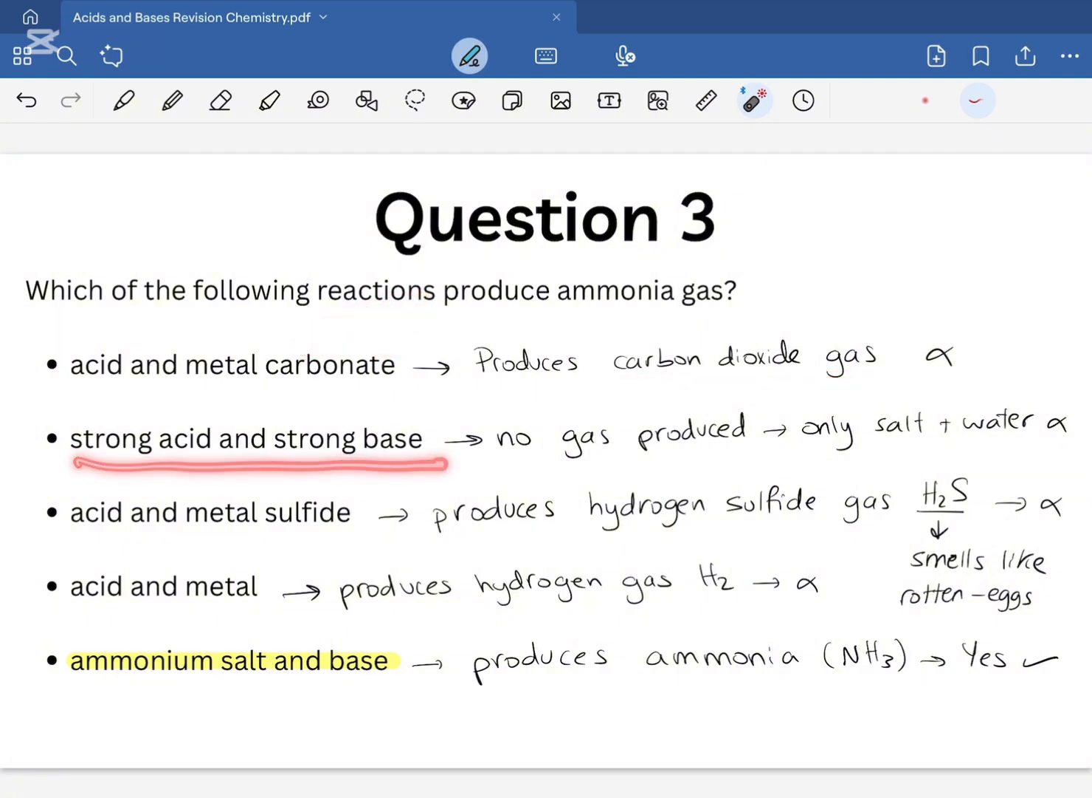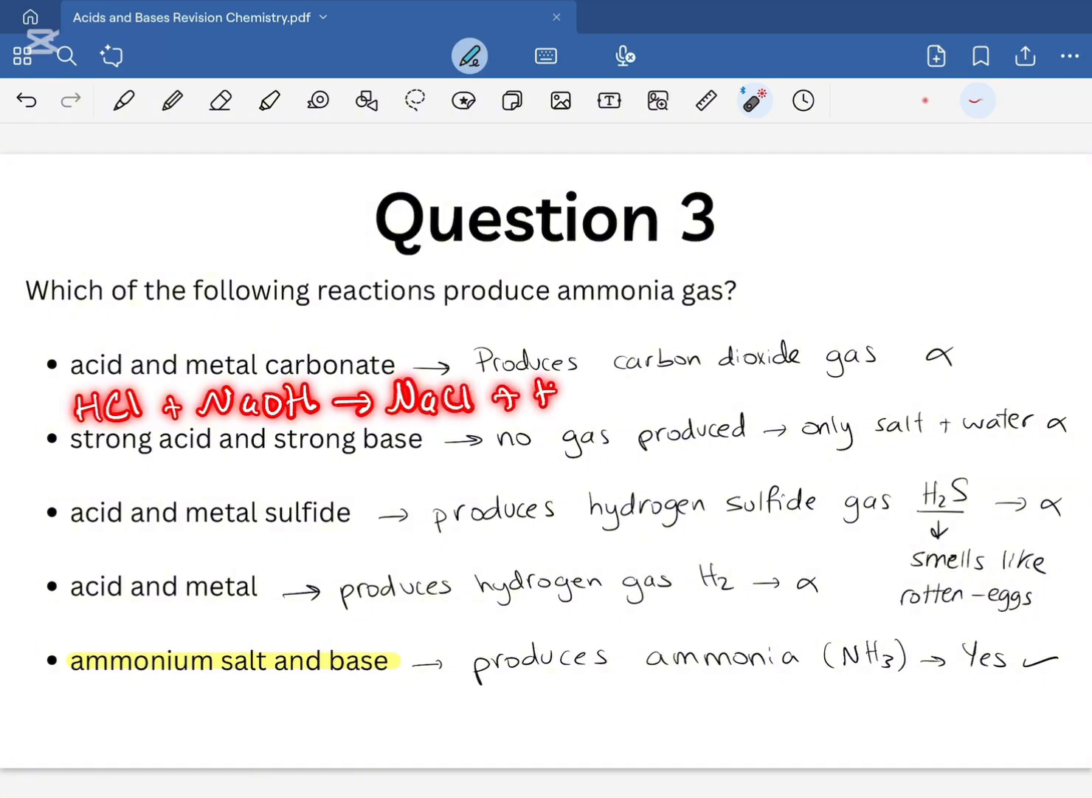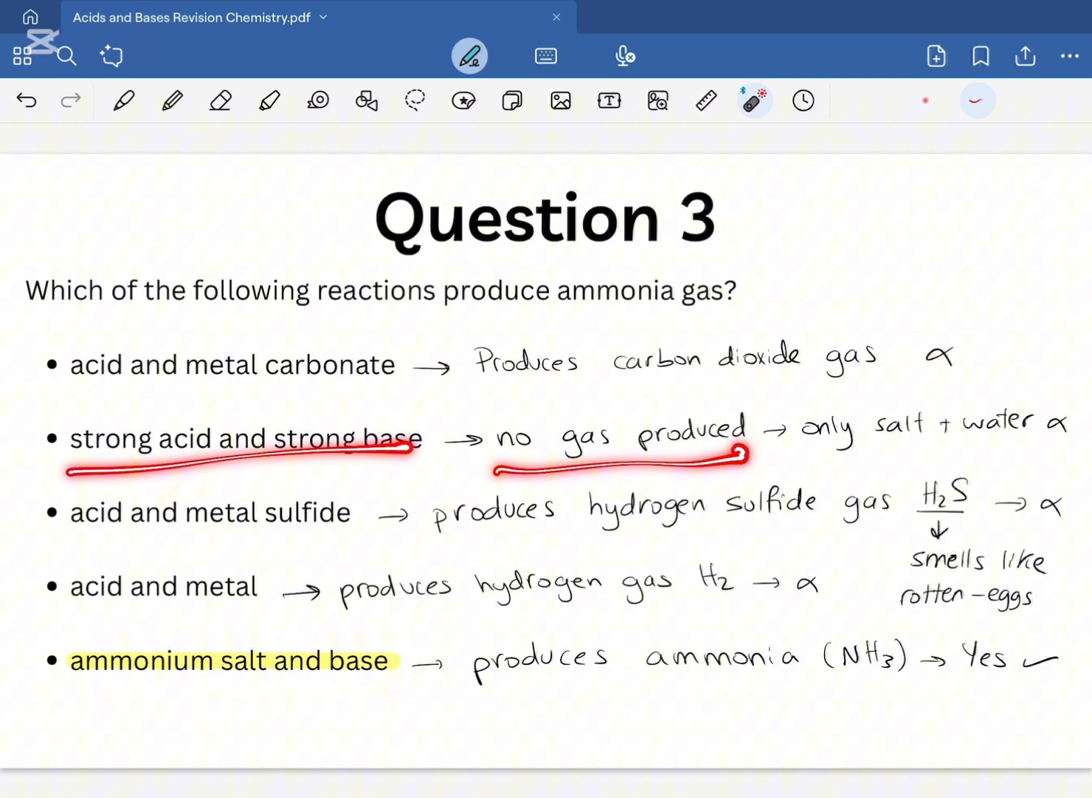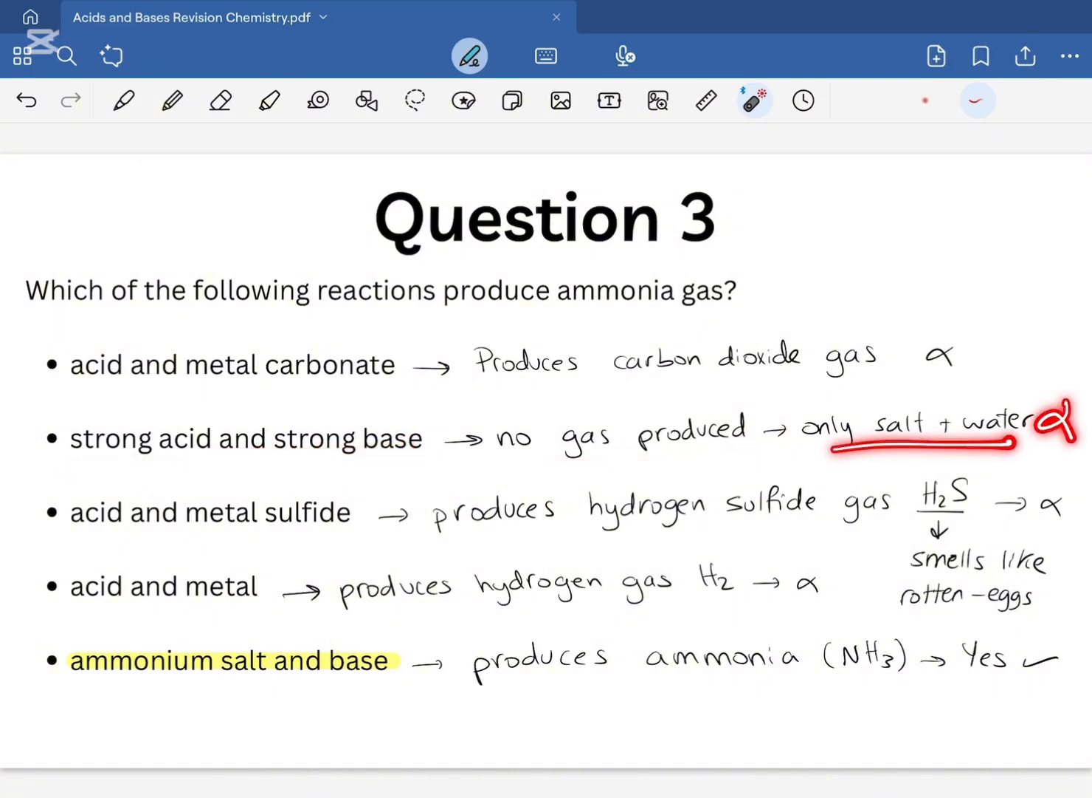Strong acid and strong base, let's say HCl, for example, plus NaOH. If they react together, they're going to give a salt, NaCl, and water. And there's not going to be any gas formed. So there is no gas formed. No gas is produced from a strong acid and strong base, only salt and water, so this is wrong.